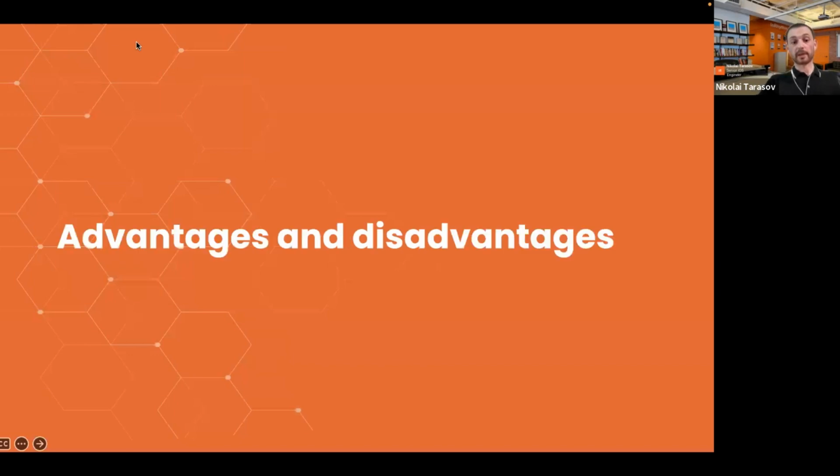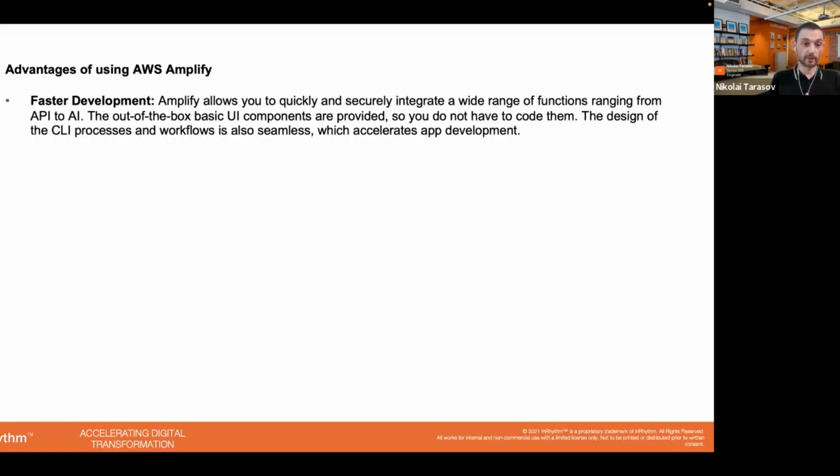So let's talk about advantages and disadvantages. First of all, it's faster development. Amplify's initial idea was to simplify development and have a single place with all AWS services. Having UI libraries also speeds up UI development, and the CLI is a convenient tool. All these tools are aimed to speed up development and make it easier to have a backend for your app, because having your own backend is a different story. So this is a good tool to make your development faster.